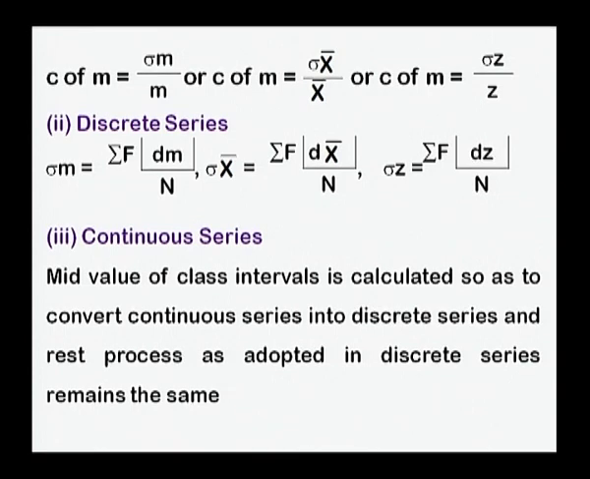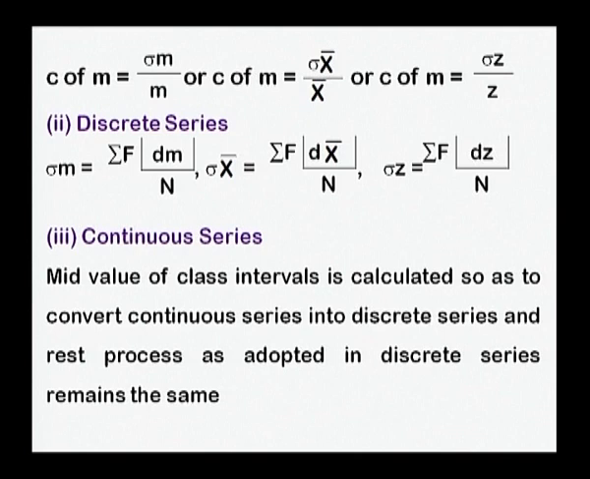Now, in case of discrete series, how to calculate mean deviation with the help of median? This formula is used: summation of f Δm, that is deviations from median, divided by n. Or if we calculate mean deviation with the help of mean, then this formula is used: summation of f times the deviation from mean, divided by n. So, we first have to find the deviation from the actual mean, multiply it by f, and find the summation, then divide by n.